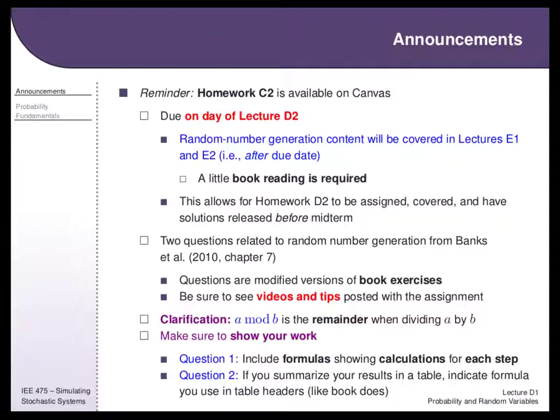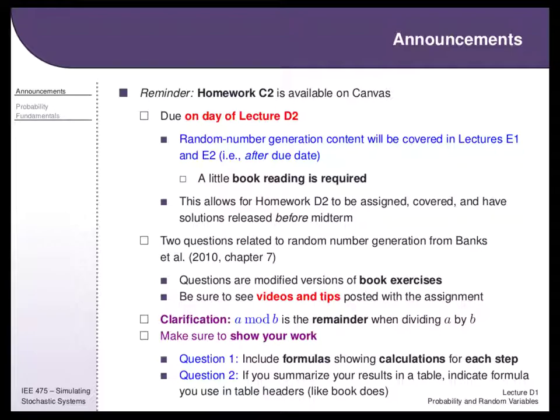In the context of the homework, almost always you're dividing by a power of 10. So if you did 1752 mod 100, you end up getting 52 out. By dividing by this power of 10, you're just extracting the lower 2 digits. That's pretty much all you need to do for that homework with respect to the modulo operator. Make sure to show your work on the homework. So in question 1, include your formulas.